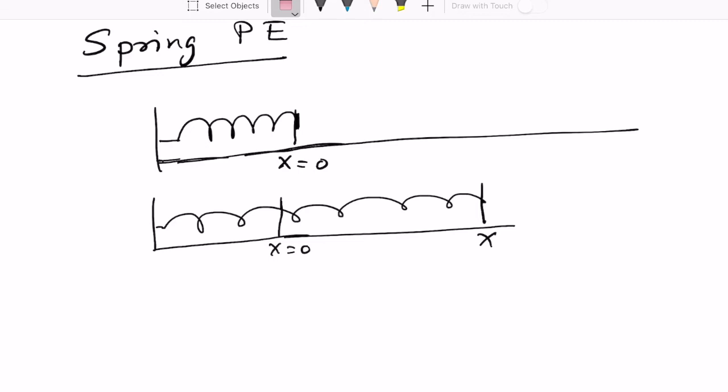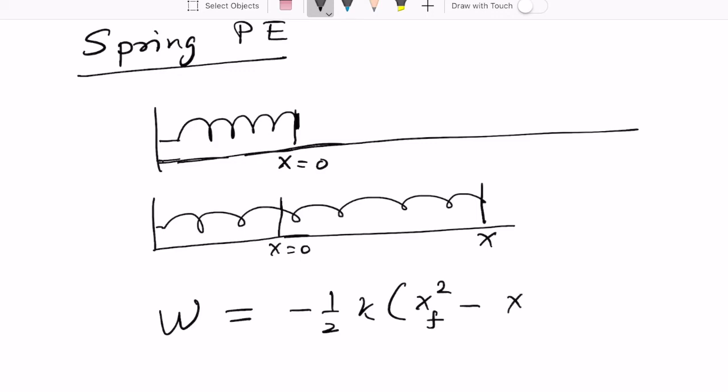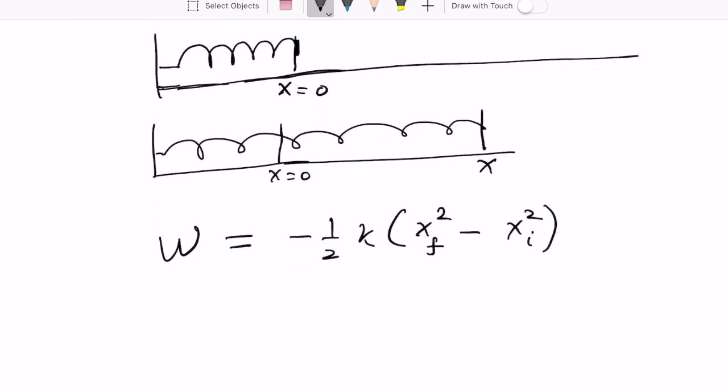So we did this calculation in the last lecture, and you might remember that the work done by the spring force was negative half k times x final squared minus x initial squared. We calculated this directly from the definition of work. So in this case, x final is just x, and x initial is 0. So that's the work done by the conservative force in this case, right?